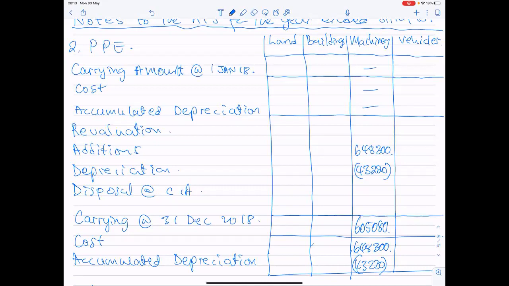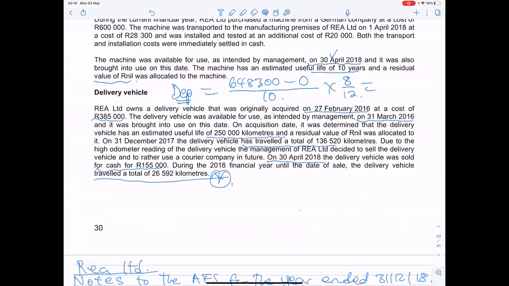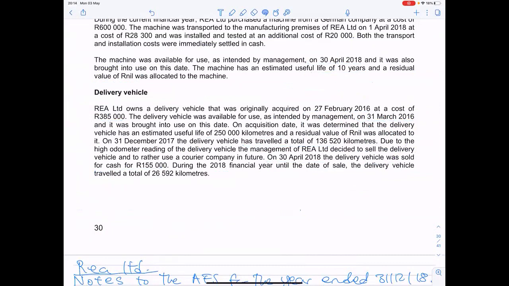Right. Then we move on to the land, buildings, and the vehicles. Let's start with the vehicles. We come to the delivery vehicle. They said they own a delivery vehicle that was originally acquired on 27 February 2016. Remember, our year starts on the 1st of January 2018 until 31 December 2018.